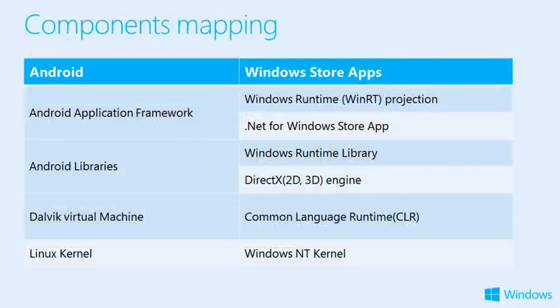According to the programming stack, we can get a component map table between Android and Windows Store apps. Android is built on the Linux kernel, while Windows 8 is built on the Windows NT kernel. It is different, but this is totally transparent to the developer. Android integrates the Dalvik virtual machine to execute Java bytecode. The corresponding virtual machine for managed languages is the Common Language Runtime. Actually, it's a just-in-time compilation engine.